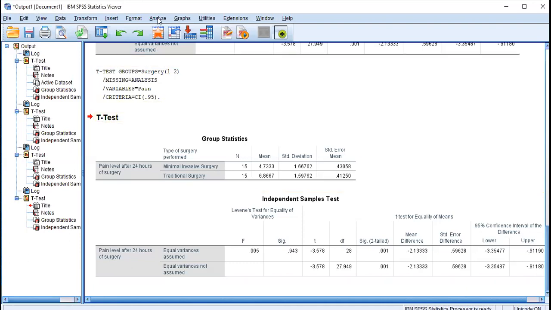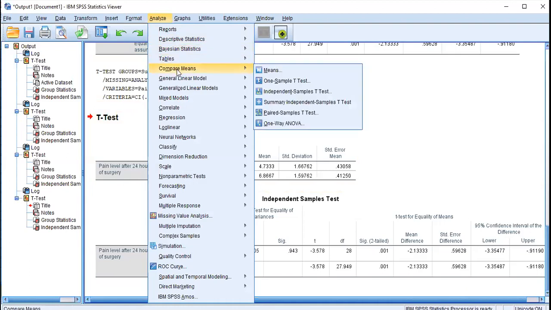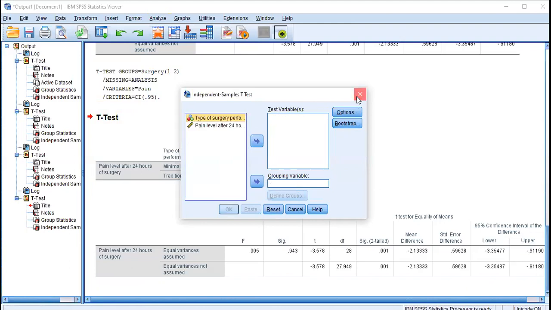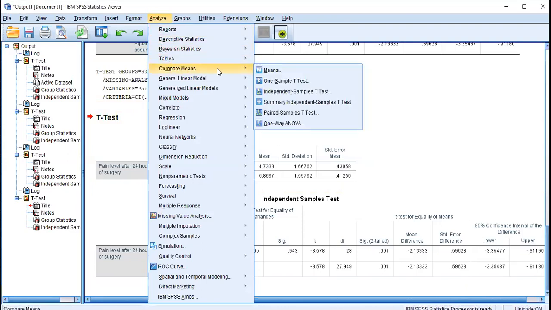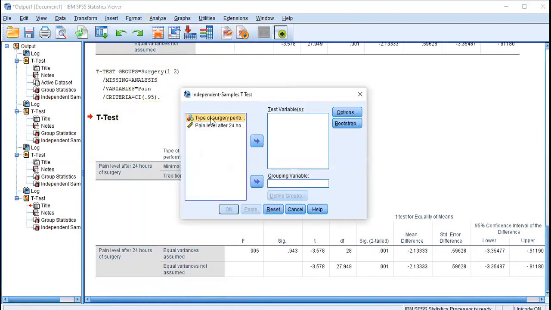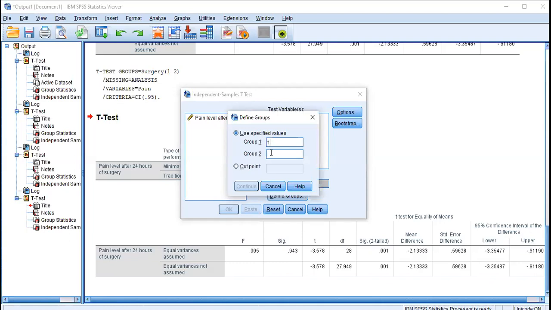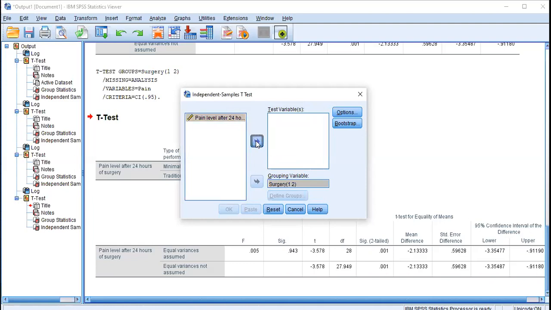So let me again go through this particular analysis part with you and see how we are conducting this analysis. Now, the data is with us. I'll analyze. I'll go for compare means. I'll go for independent sample t-test. I'll click on independent sample t-test. I've got the type of surgery performed, so that is my independent variable. It is also the grouping variable here. So I'm grouping it as 1 and as 2. Done. I'm saying continue. Pain level is the test variable. I'm putting it in the test variable box, which is the dependent one. Simply click on OK and I'm getting the answer.